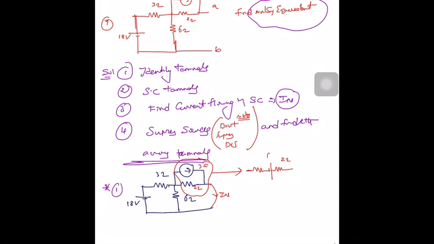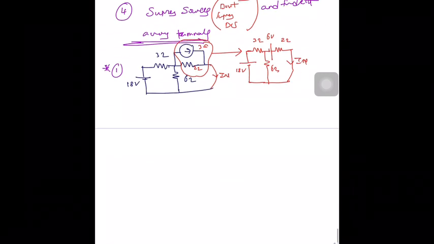2 ohms. The voltage is 3 into 2, 6 volts. 3 ohms, 18 volts, 6 ohms. Short circuit current IN. Now calculate IN for me.